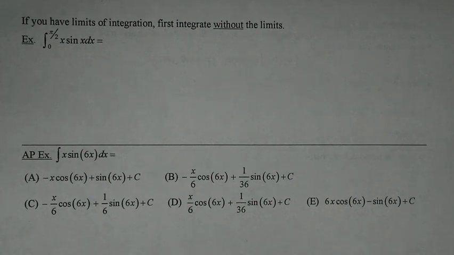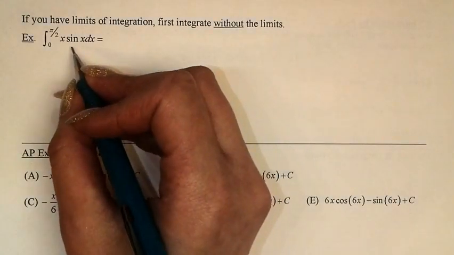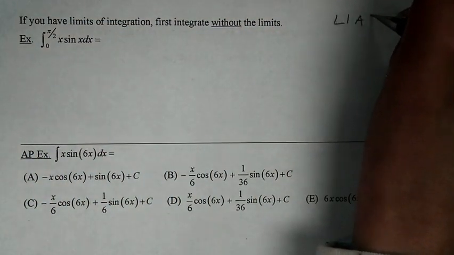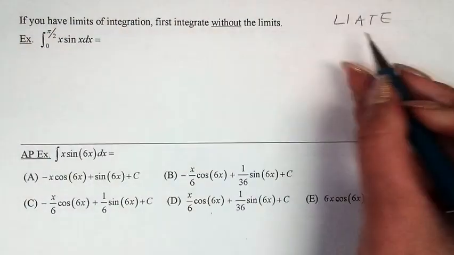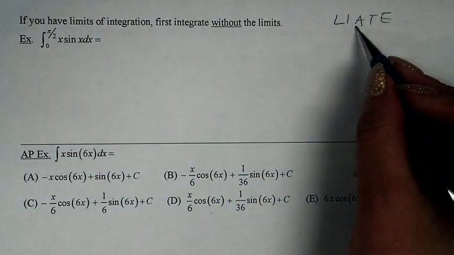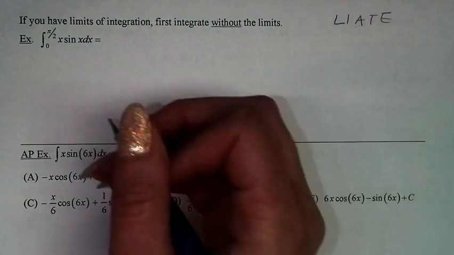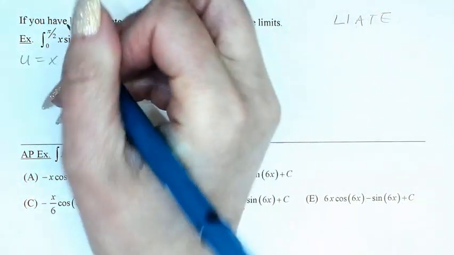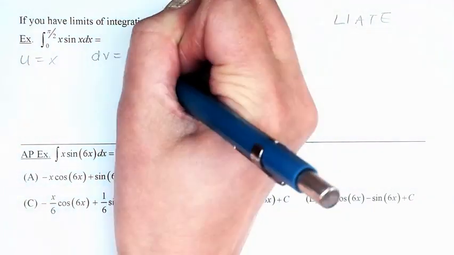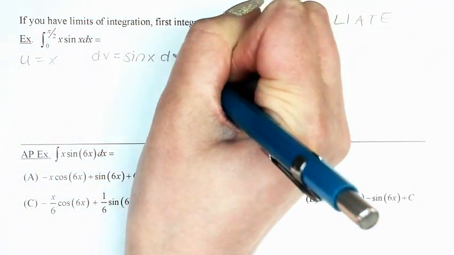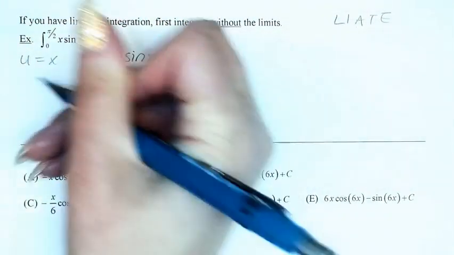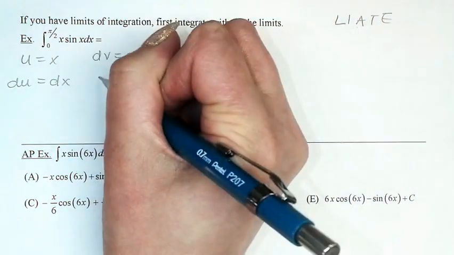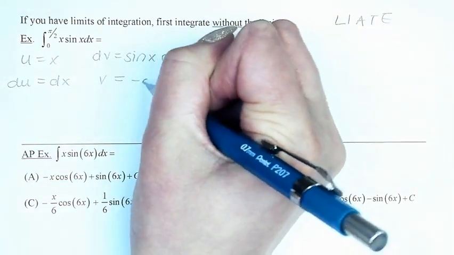If you have limits of integration, first you're going to integrate as if you didn't have the limits. So you have your same priority list. Remember, we have LIATE. According to this priority, your algebraic expression, which is x, is going to be your u. So u is equal to x, and dv is going to be sine of x dx. After that, du is going to be just dx, or 1 dx, and v is going to be negative cosine x.